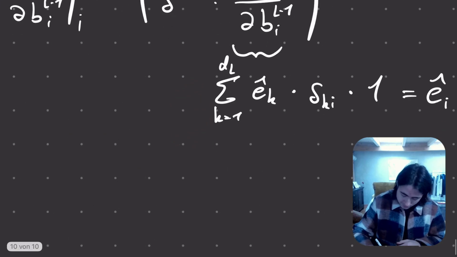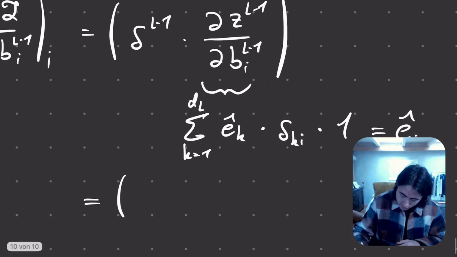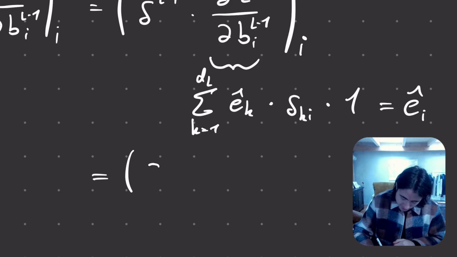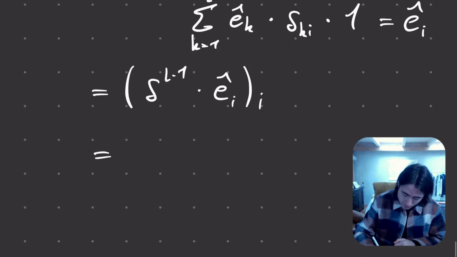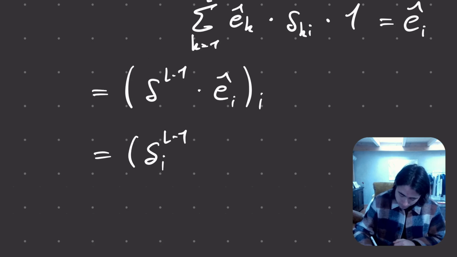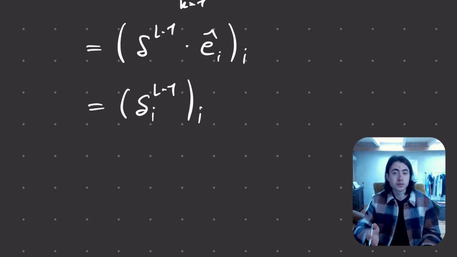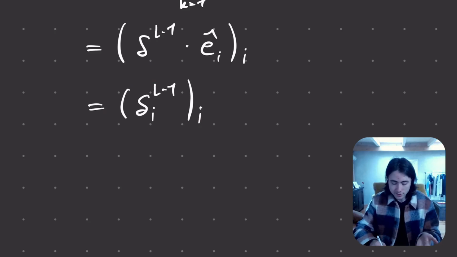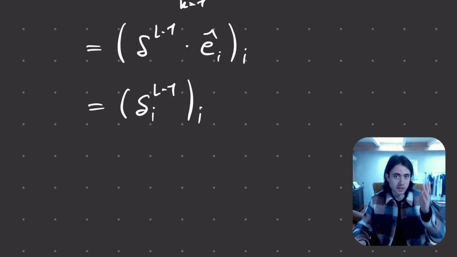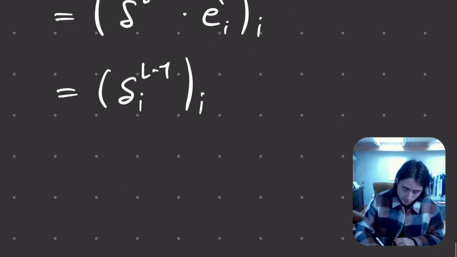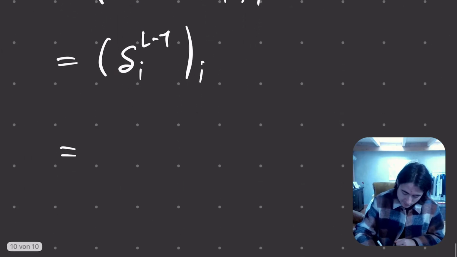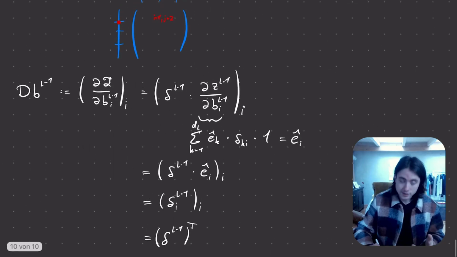Okay, so we can write this entire expression here, oh sorry, I forgot the i here, the entire expression as delta L minus 1 multiplied with the ith unit vector, which is the same as pulling out the ith component here of our delta as before. And now this expression is just a column vector which gathers all of the entries of delta L minus 1 in their individual entries. And so the resulting column vector is just the same as if we had transposed our row vector delta L minus 1. And so now we're done.